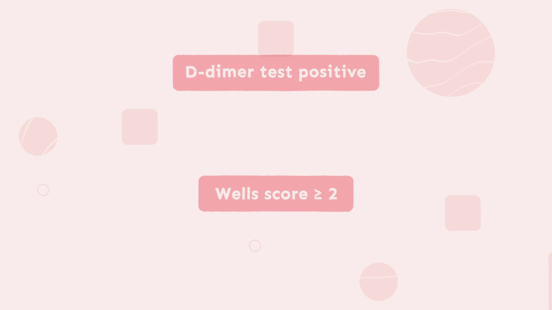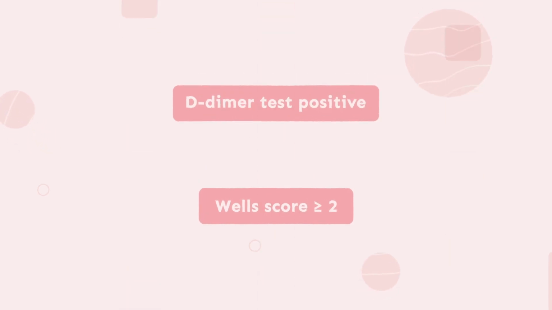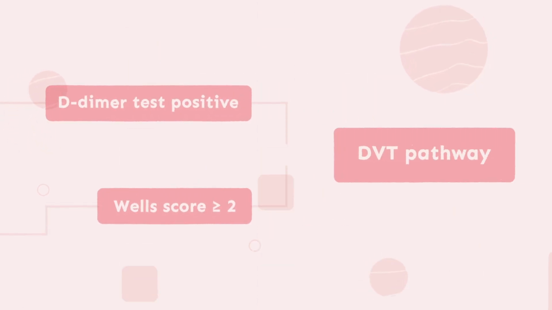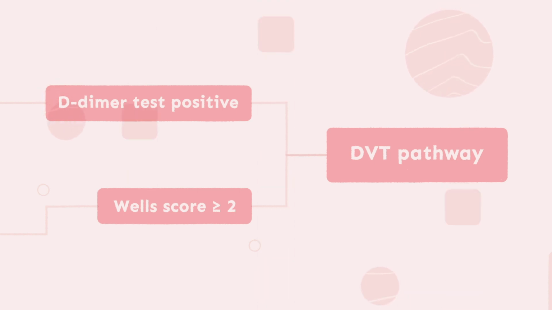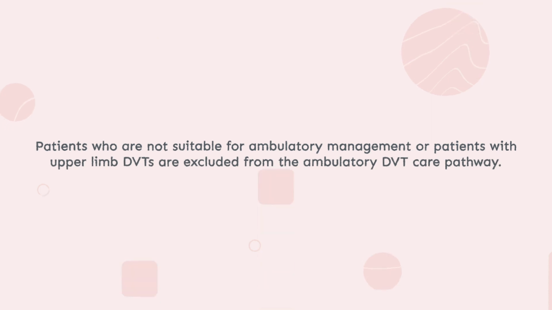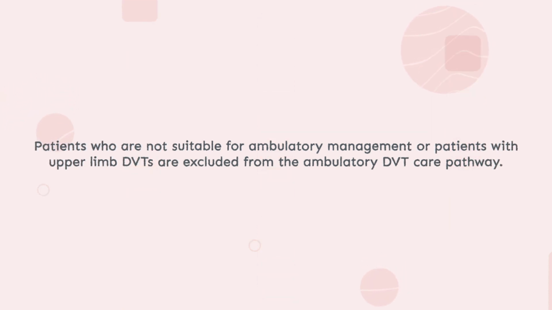For patients with a likely DVT Wells score of 2 points or more, or if the D-dimer test result is positive, the patient should be referred to the DVT pathway. It should be noted that patients who are not suitable for ambulatory management or patients with upper limb DVTs are excluded from the ambulatory DVT care pathway.